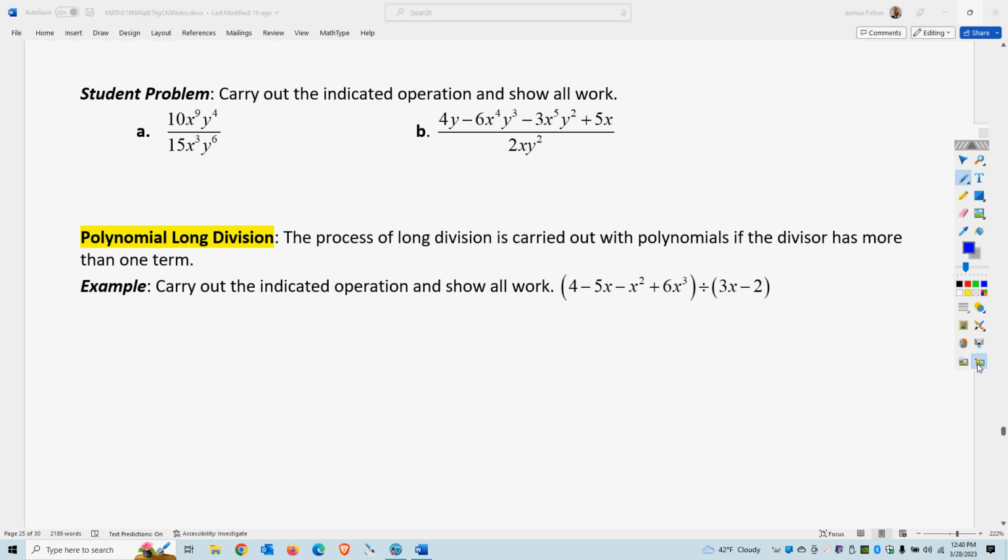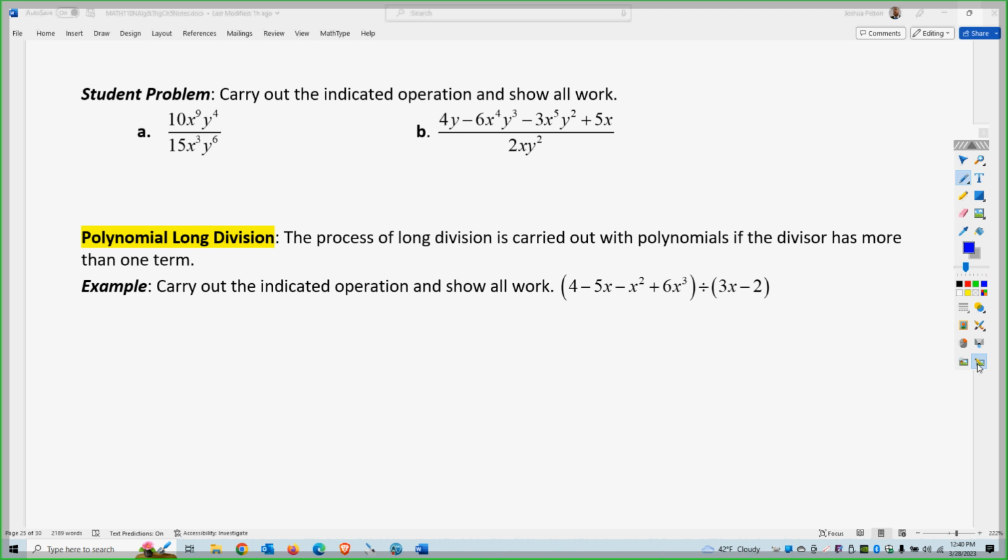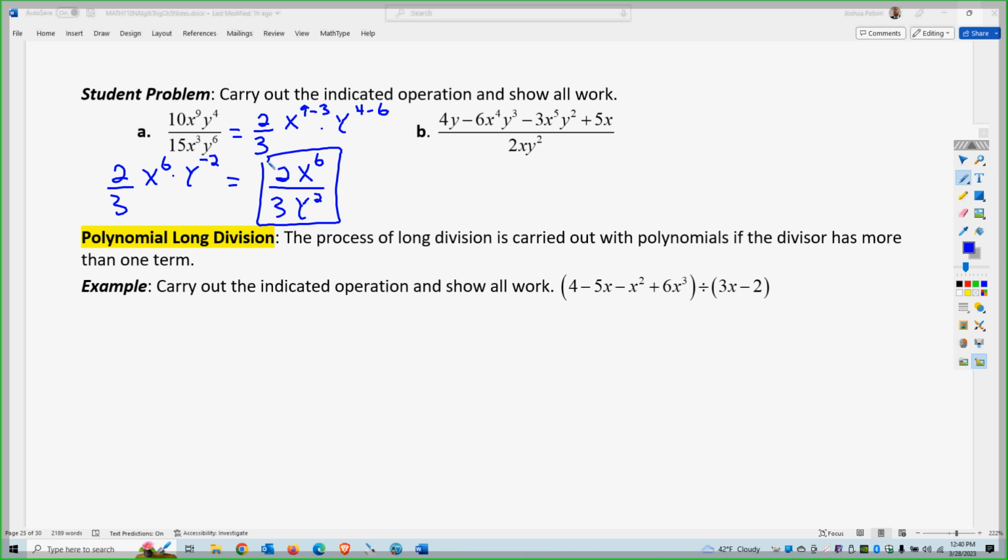Okay, so first is a monomial over a monomial. So I'm going to get 2/3 with a common factor of 5, x to the 9 minus 3, and then y to the 4 minus 6. So I get 2/3 x to the 6th, and then y to the negative 2. So I get 2x to the 6th over 3y squared. That's our final monomial answer.